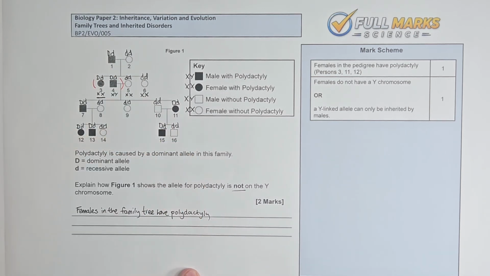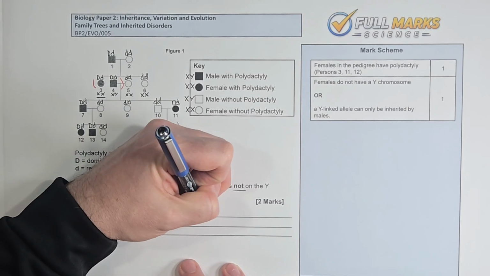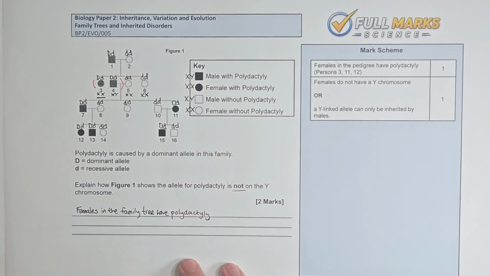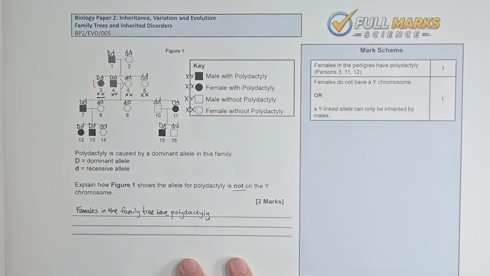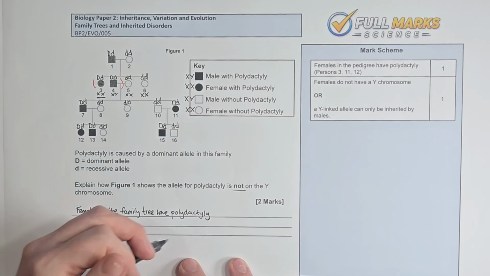And polydactyly is a condition where you get extra fingers and toes. It's one of your sort of inherited disorders that you could come across in GCSEs. Like maybe cystic fibrosis is another one. There's a couple to pick from, but usually it will tell you in the question what the condition causes if it is a particularly tricky one like this. So let's see. Females in the family tree have polydactyly. You can name the persons like it says there in the mark scheme. You can actually just say person 3, 11, 12 if you need to, but that is absolutely fine that we've got the females in the family have polydactyly.